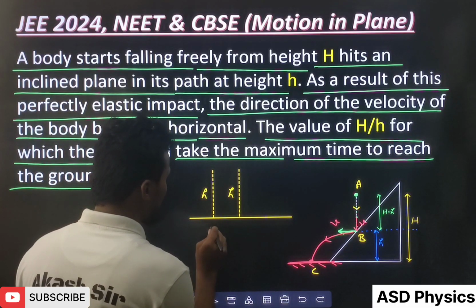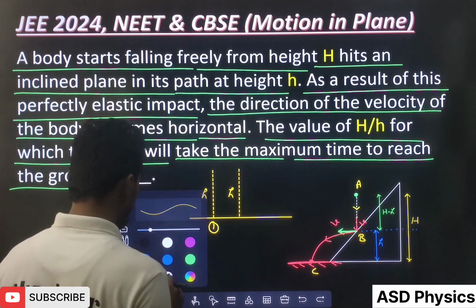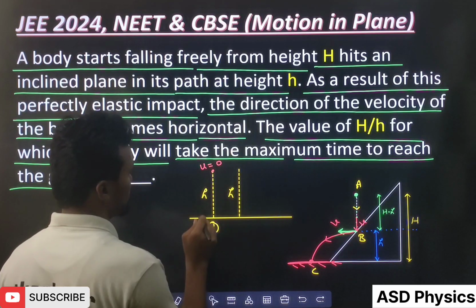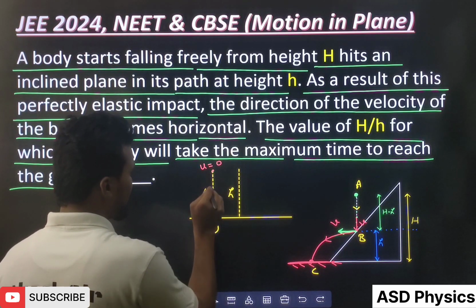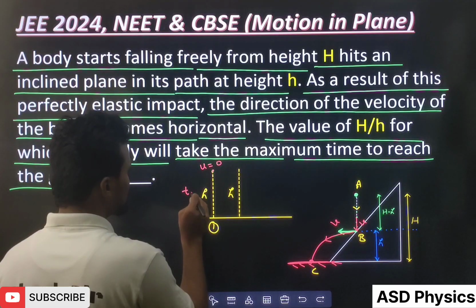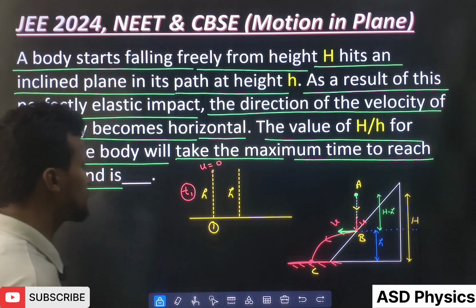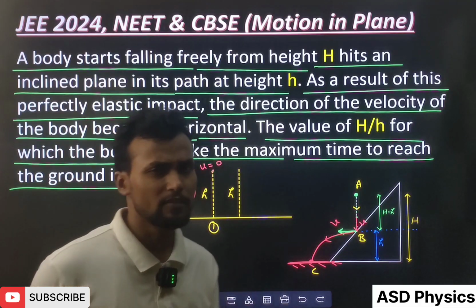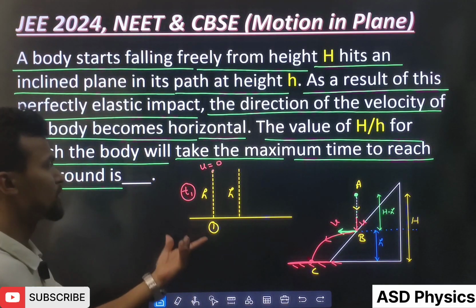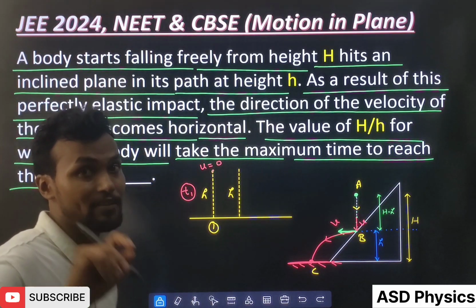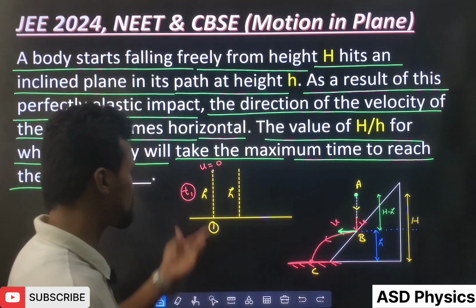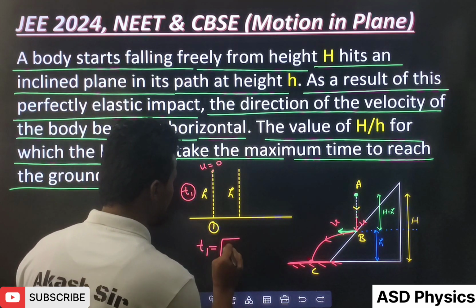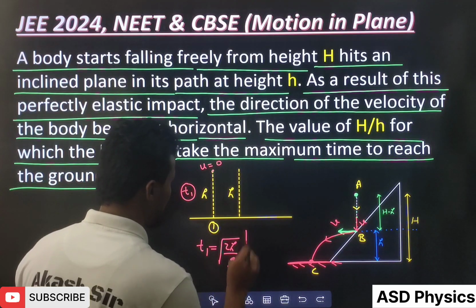In the first situation, let's take the ball is dropped from here, u equal to 0, and let's take the time taken as T1. Using the second equation of motion, s equal to ut plus half at square, you will get T1 equal to root 2h by g.